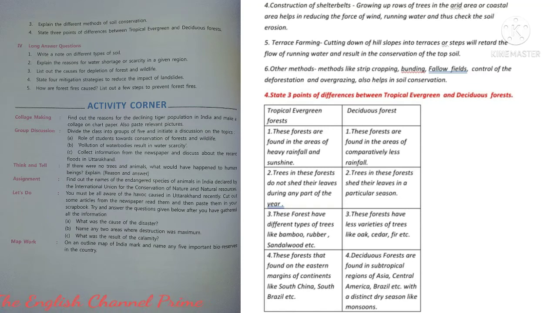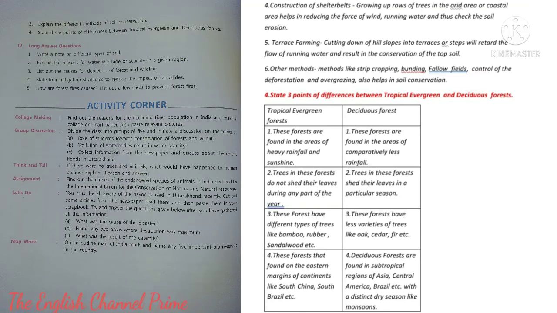Growing rows of trees in the arid area or the dry coastal areas helps in reducing the force of wind and running water, and thus checks soil erosion. Still, there are many other methods we can follow to conserve the soil, like terrace farming, strip cropping, bunding, fallow fields, use of chemical fertilizers, plugging of gullies, control of deforestation and overgrazing, etc.